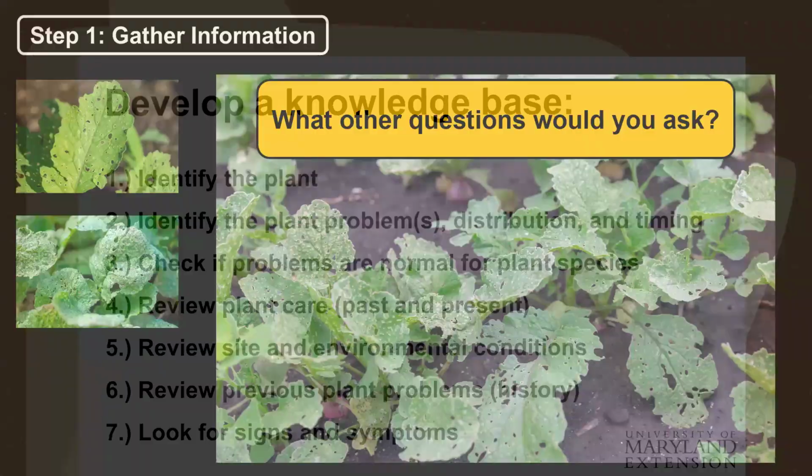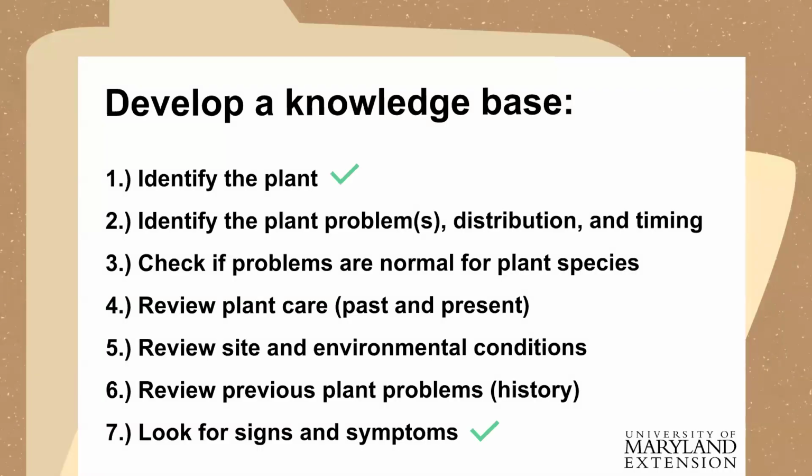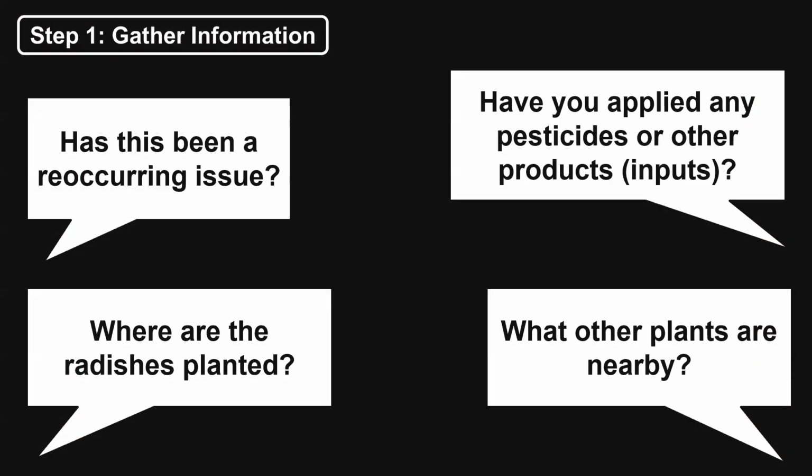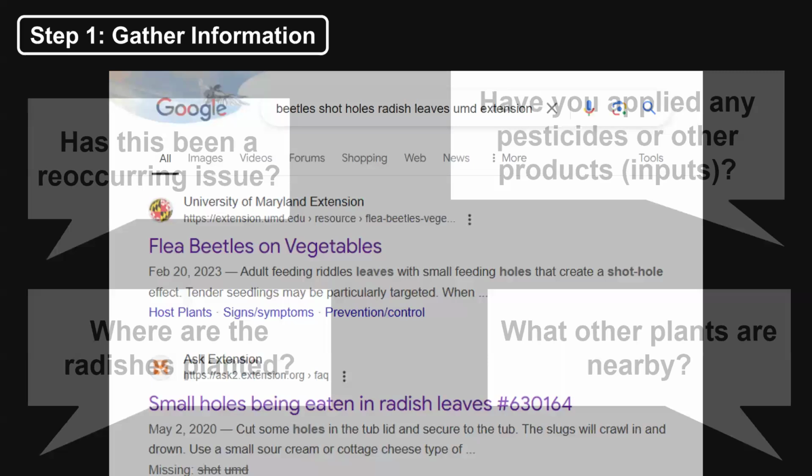So let's move forward with developing our knowledge base. So it's different things we can consider when we're working with a particular client, gathering further information. So different things we can ask is, has this been a reoccurring issue? Where are the radish plants located if we don't have a photo to show this? Have you applied anything such as pesticides, and what other plants are nearby?